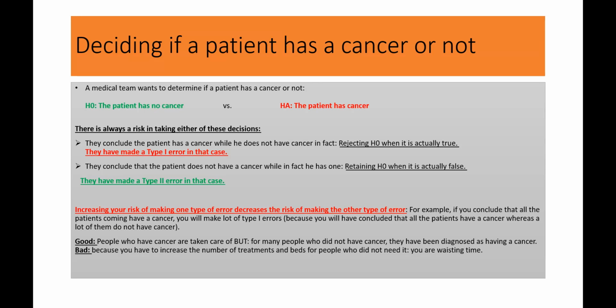And what is bad here is that because you have to increase the number of treatments and beds for people who did not need it, you are wasting time and money. So you could conclude that indeed everybody coming to the clinic has a cancer, but you will have committed the type 1 error a bit too much, if you know what I mean. And in terms of cost for the clinic, the number of treatments and beds available, it's important to try to decrease also that type 1 error, okay?